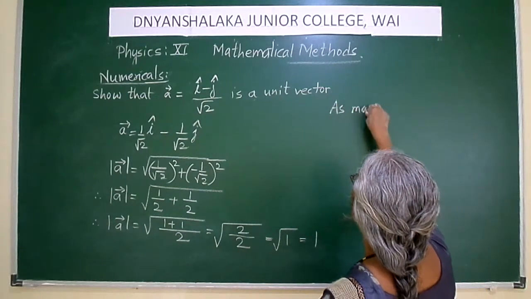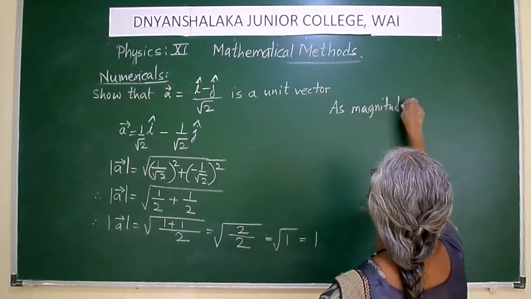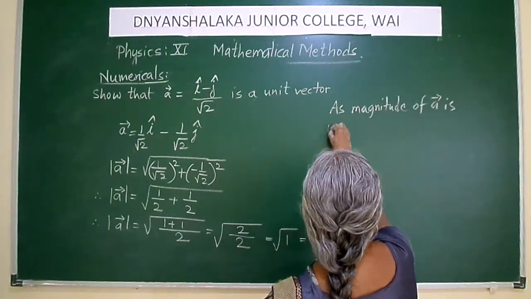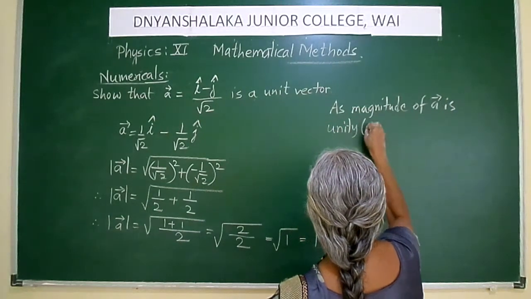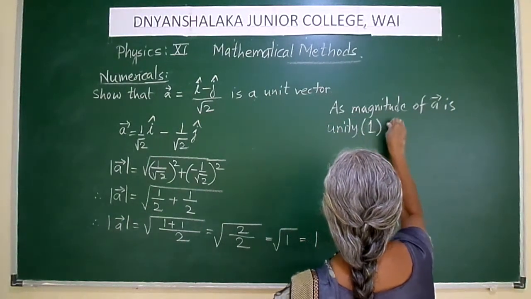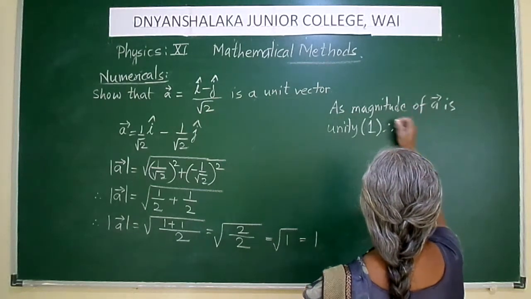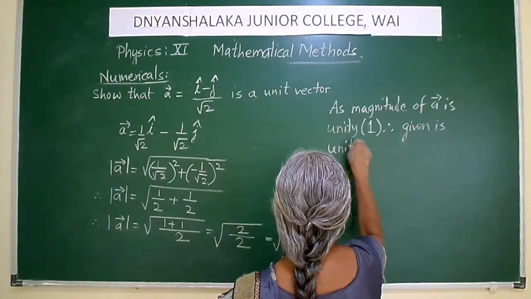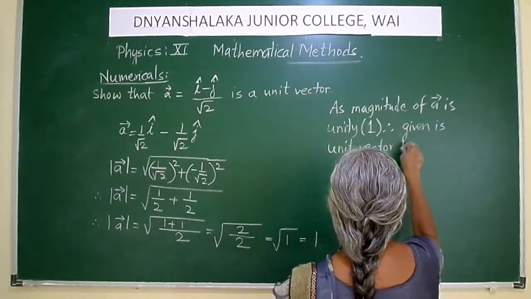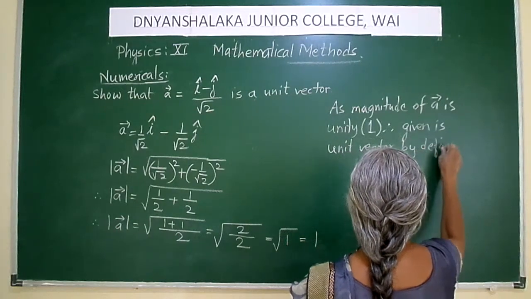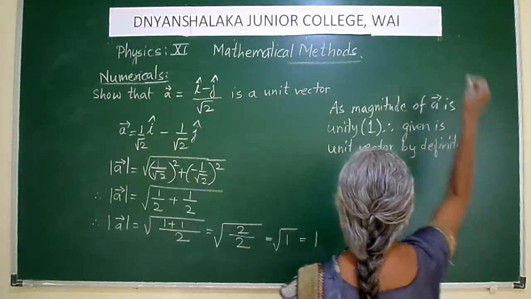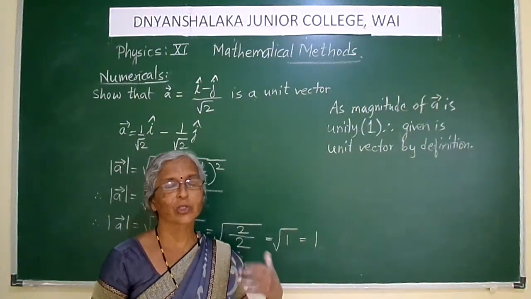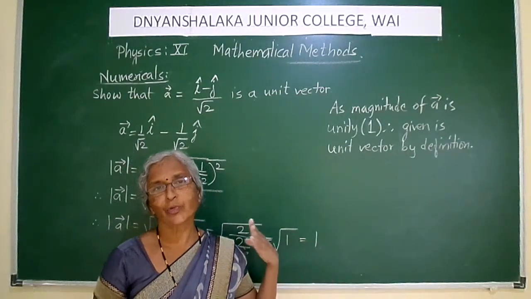So as the magnitude of vector A is, how much is the magnitude? Unity. Unity means it is 1. Therefore, the given vector is a unit vector by definition. Are you getting it, students? So such type of numerical questions will be asked to you.